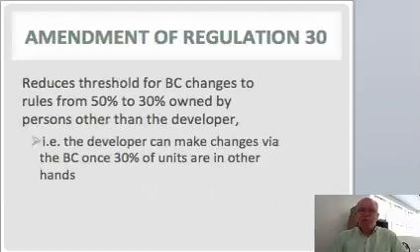Another third and an important one dealing with management issues is the amendment of Regulation 30. Regulation 32 deals with a threshold at which the body corporate can start to make changes to the management rules, and it reduces that threshold from 50% to 30% of units owned by persons other than the developer, i.e. the developer can make changes via the body corporate once 30% of the units are in other hands.